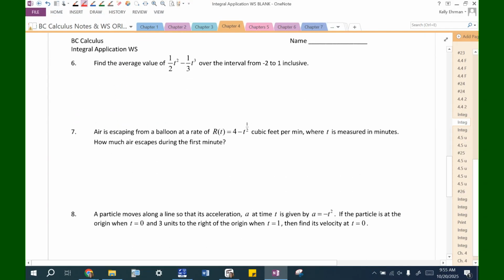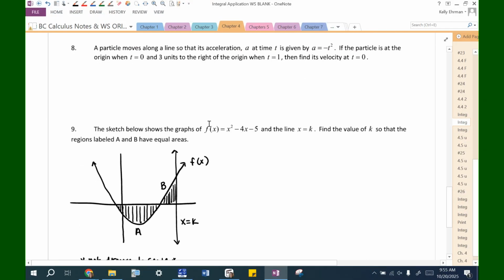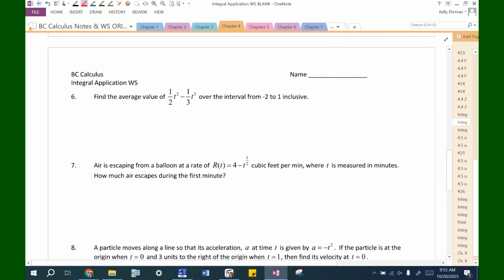Okay, number 6, non-calculator. The rest of these are non-calculator. All right, so find the average value of this function. Let's let that equal f of t over the interval -2 to 1 inclusive. So we want to find f average, and that's going to equal 1 over, this is the integral from -2 to 1. So 1 over 1 minus -2 is going to be 1/3 of, let's just make this t squared over 2 minus t cubed over 3, little less writing, dt.